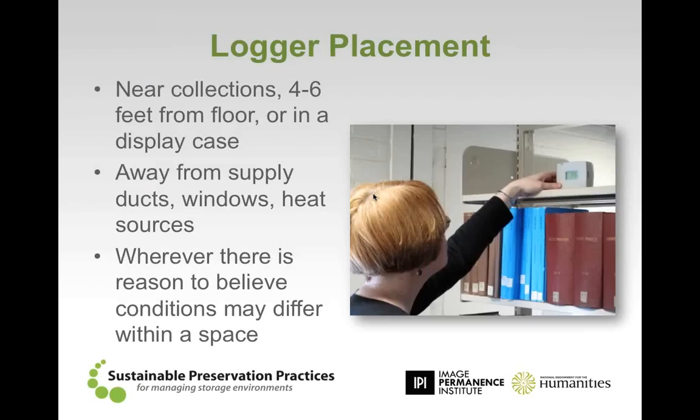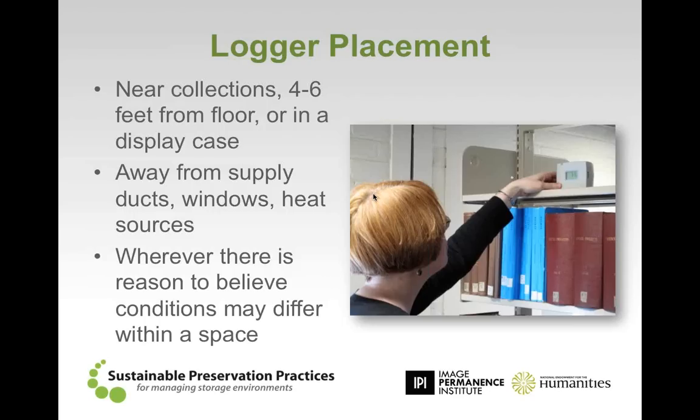Which brings me to logger placement. When placing your loggers, here are a few ideas. You want to keep them near your collection, which is generally 4 to 6 feet from the floor, or within a display case if that's where your collection lies. You want to keep them away from supply ducts, windows, and any form of heat source.